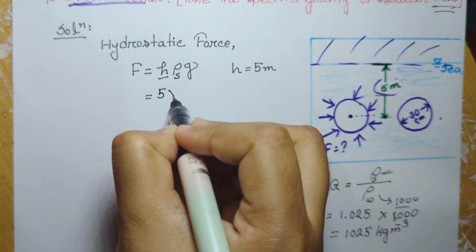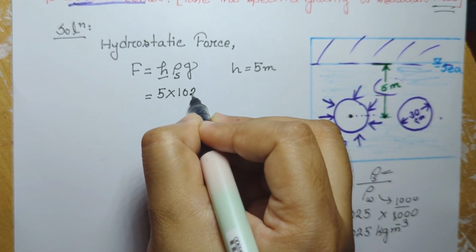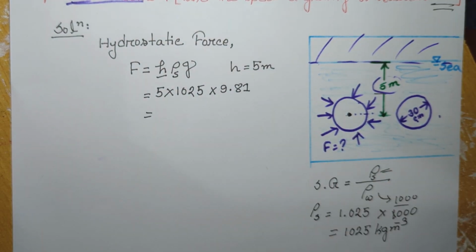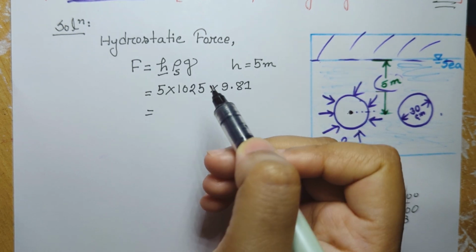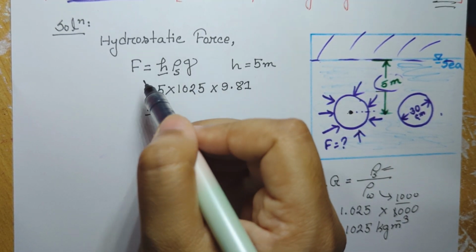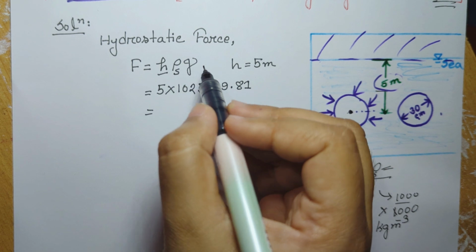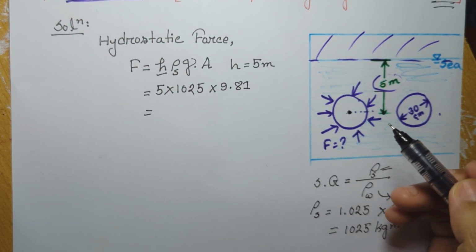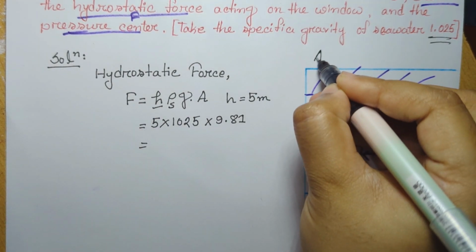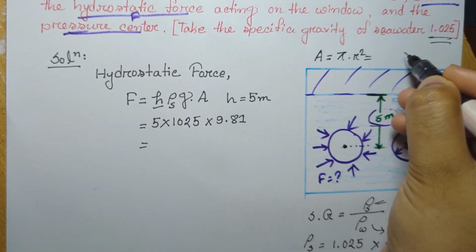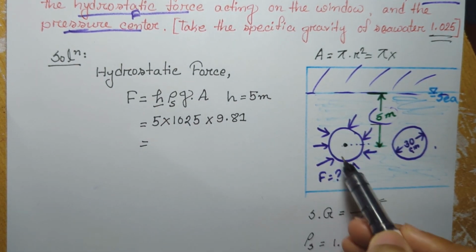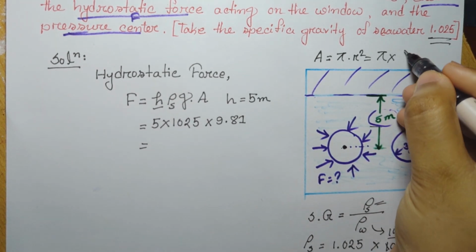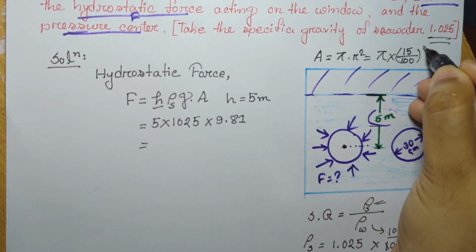So if we put the value, 5 height into 1025 density into 9.81, sorry, here we have a mistake. This is the formula of pressure, and as we are finding the hydrostatic force, we have to multiply this pressure by area, the area of this circular window. As it is circular, the area will be pi r square. The diameter of this window is 30 centimeters, so the radius will be 15 centimeter. We'll convert it into meters.